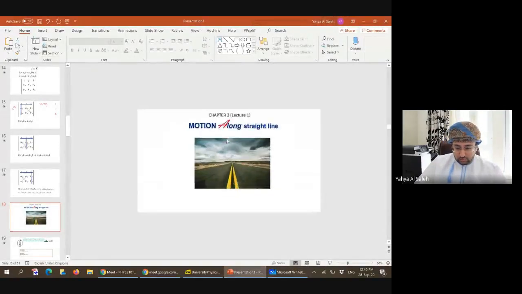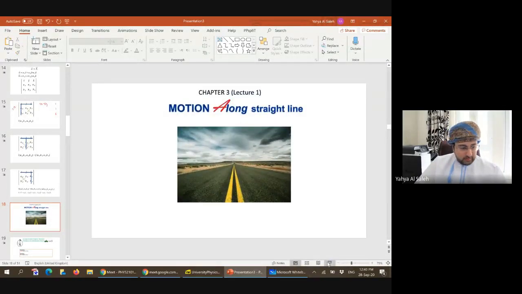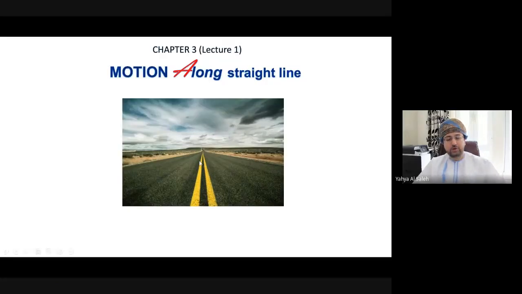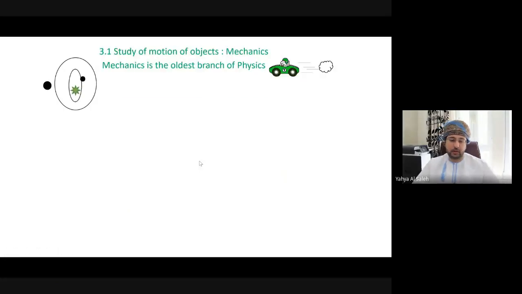For now, we move on to chapter 3, motion along a straight line. Now, in the study of motion, everything's moving in the universe. Left, right, everything is moving, okay, even if we don't see them. And generally speaking, we want to talk about two things. What we call kinematics and dynamics. And the total of these two is what we call mechanics.